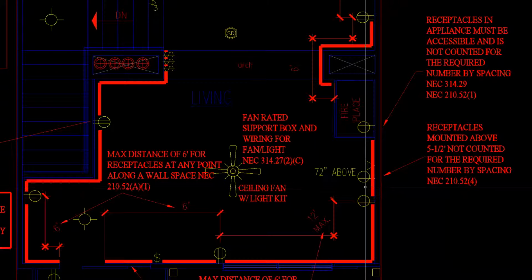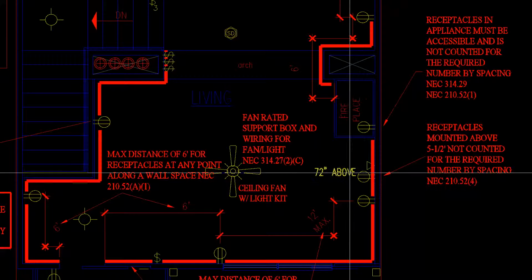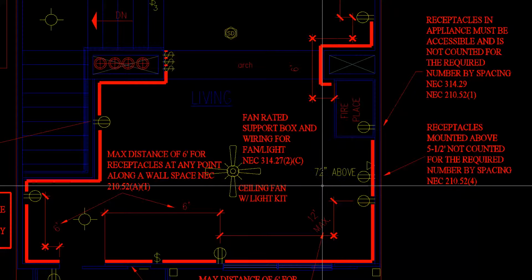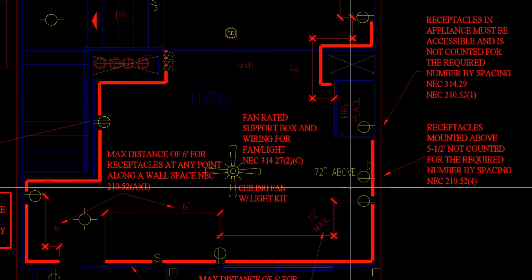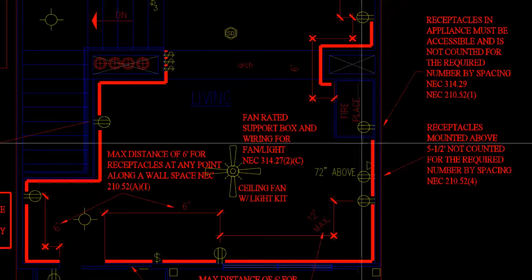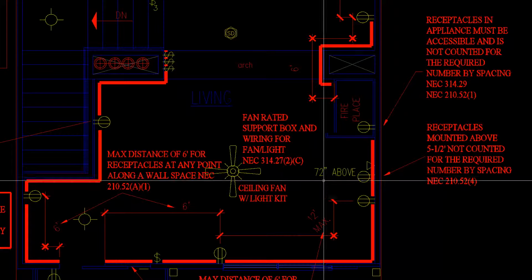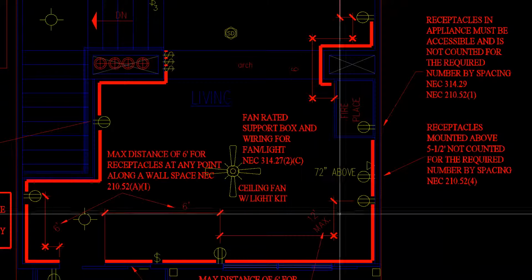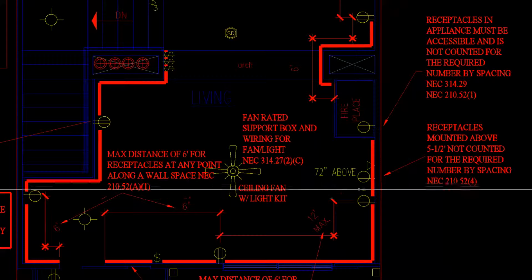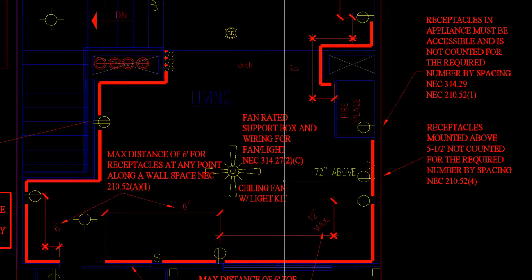Now, I pointed out earlier some of these outlets that I show at 72 inches above floor for, say, a flat panel television or another appliance above counter. Well, those don't get to count because they're over 5.5 feet. They don't get to count for your required spacing. So that's an extra one. You still have to have the other. So this one being here doesn't preclude that we need this one.